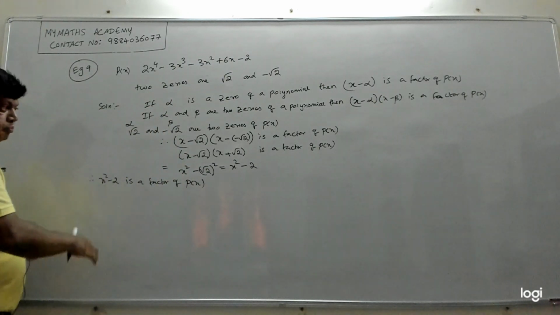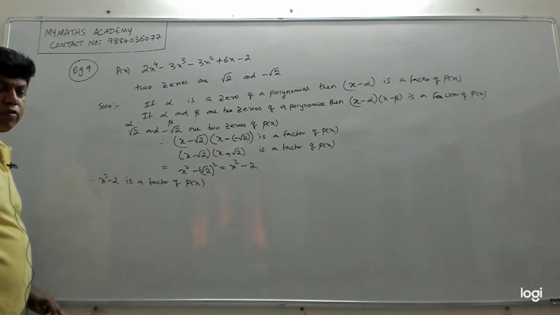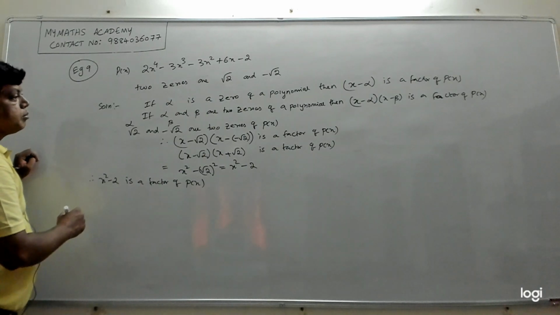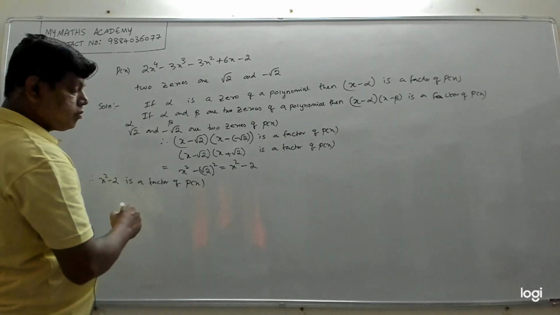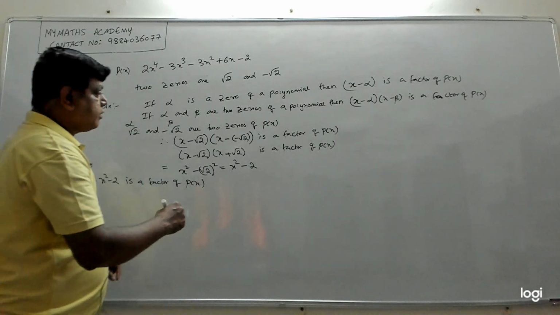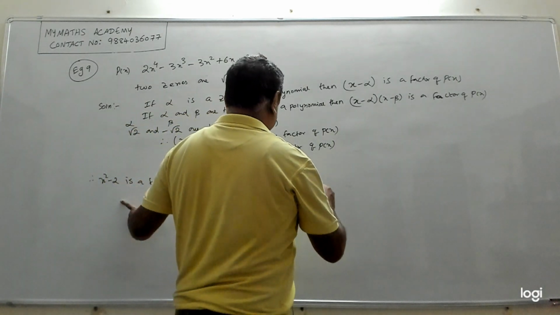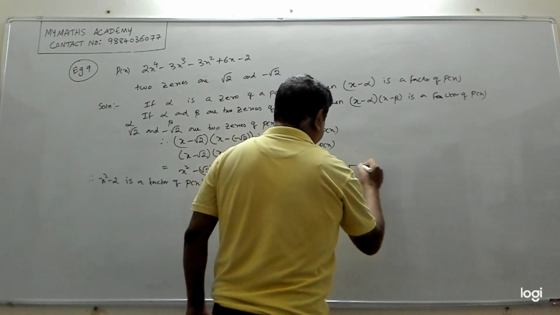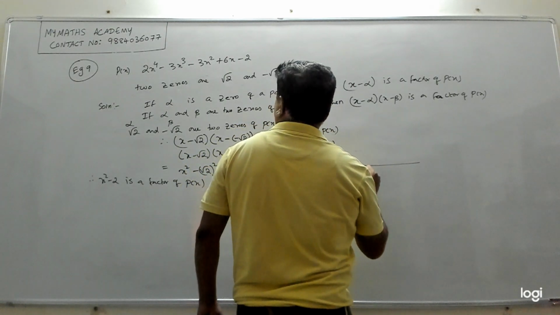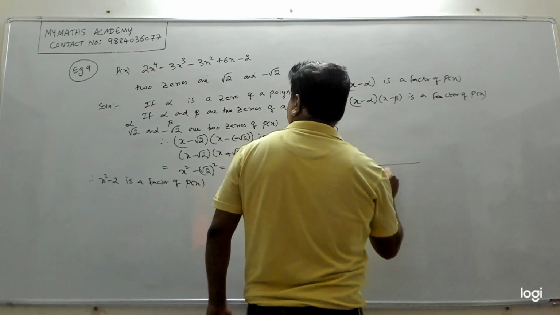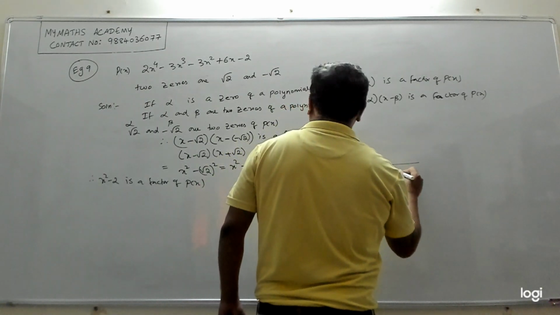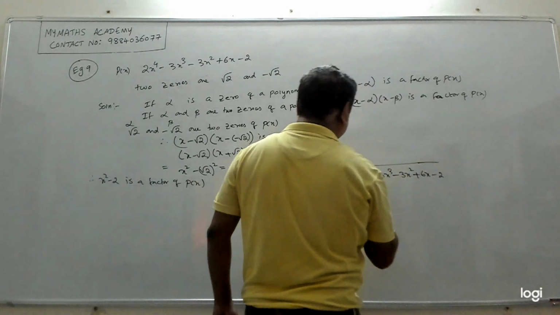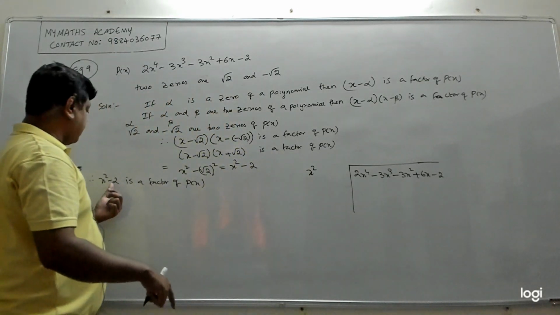So if we do the long division, the division of polynomial here, let's try to do that. Let me write. So let's do the division here. I'm writing the p of x here. P of x is what? 2x power 4 minus 3x cube minus 3x square plus 6x minus 2. So this we are going to divide by x square minus 2.